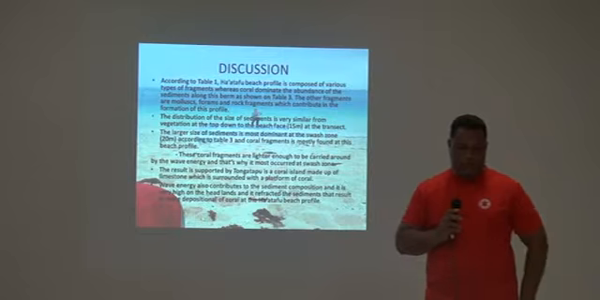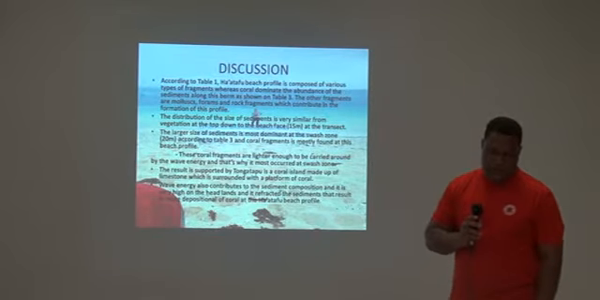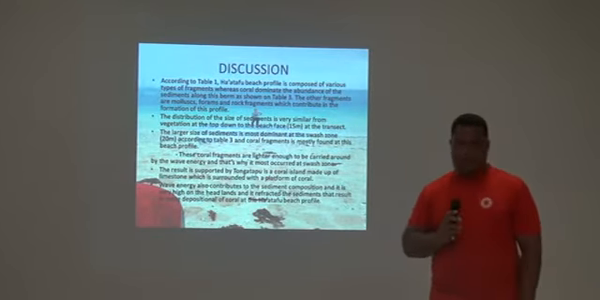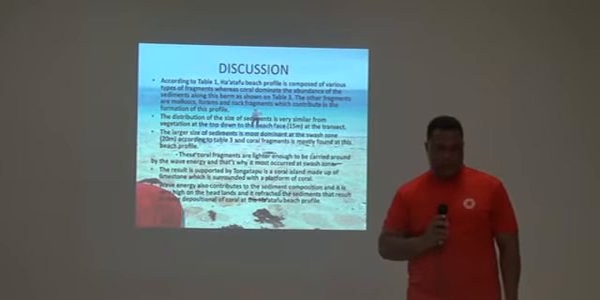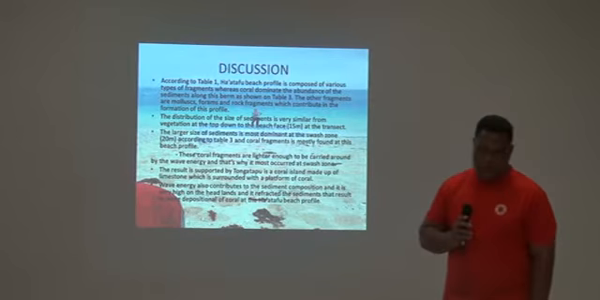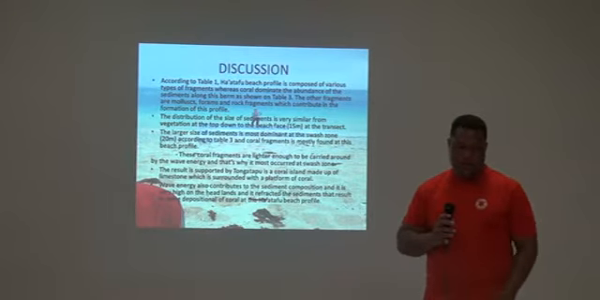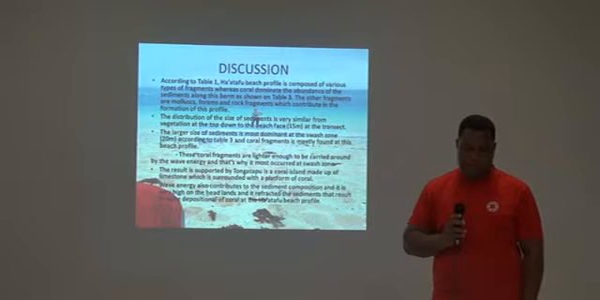The distribution of the size of sediment is similar from the vegetation at the top down to the beach face or the swash zone at the transect. The larger size of sediment is most dominant at the swash zone, according to Table 3, and coral fragment is mostly found at this beach profile.